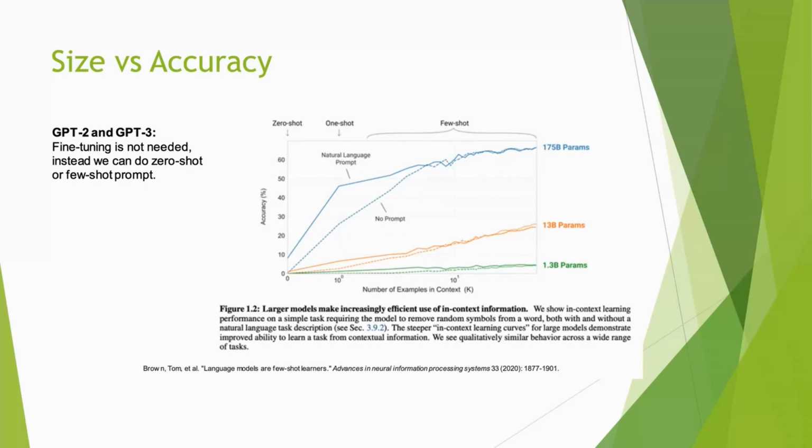This is another example. You can see on the y-axis is the accuracy, and on the x-axis is the number of examples in context. In each one of the graphs, the blue line is the 175 billion parameter model in comparison to the 13 billion parameter, for example, the orange line. So you can see that the blue line, the big model, performs significantly better than any one of the smaller models, even if all of them are being trained on the same exact data set.